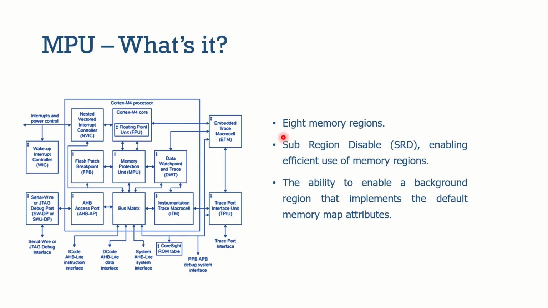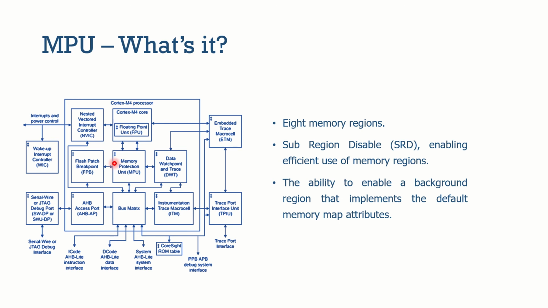Now, what is MPU? MPU is nothing but the memory protection unit. What is that? You can see that here. This is called the memory protection unit. And remember, there are 8 memory regions in the entire memory map. We have got 8 memory regions, and sub-region disable is available. SRD, we call it. The sub-region disable option is available, enabling the efficient use of memory regions.